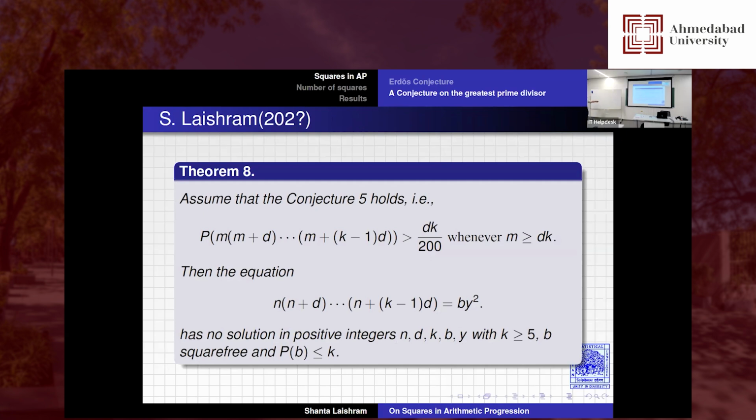So that's why we have the following theorem. If this conjecture holds, that is, if whenever m is bigger than dk, this product has a prime factor bigger than m by 200, then this equation has no positive integer solutions in n, d, k, b, y. You should remember that n, d, k, b, y are all variables with the condition that k is bigger than 5, b is square free, and the largest prime factor of b is less than k. So everything is a variable, and there are no solutions.